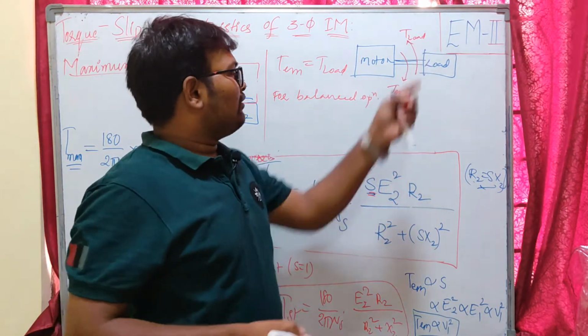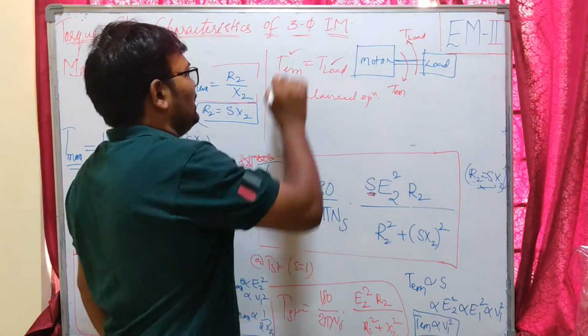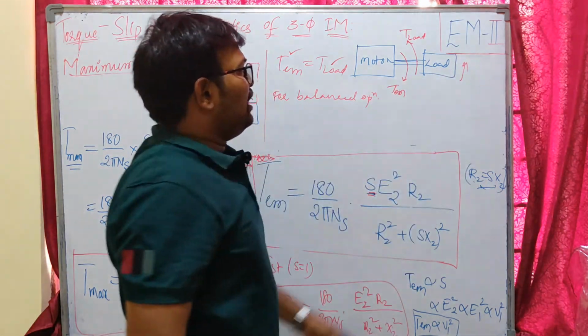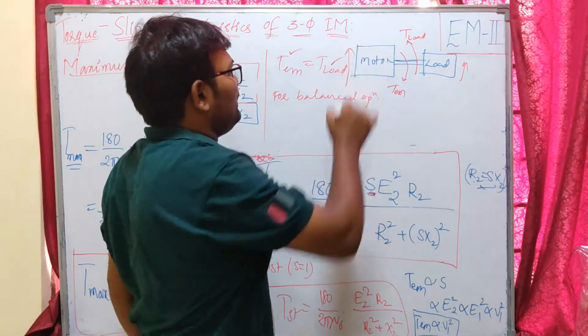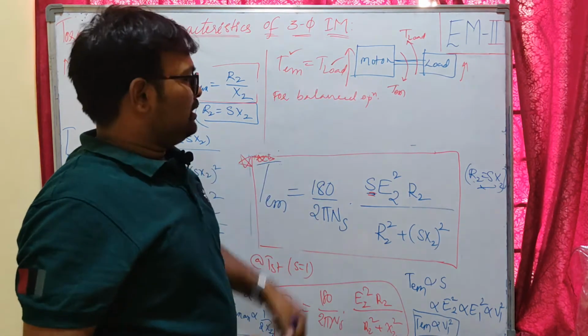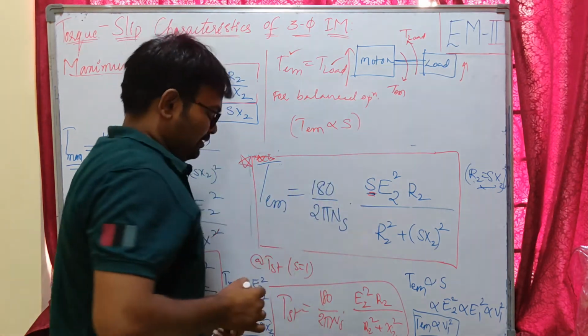That means the torque required by the load, T load, should be supplied by our motor, that is the electromagnetic torque. So whenever we increase the load on the motor, our load torque will increase. So how will our electromagnetic torque increase so that they get balanced? Here I have the electromagnetic torque relation with slip.